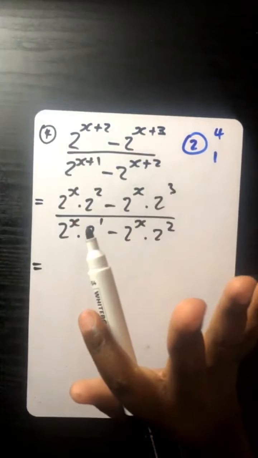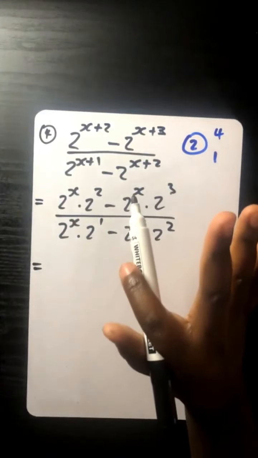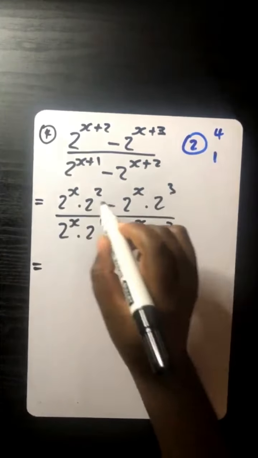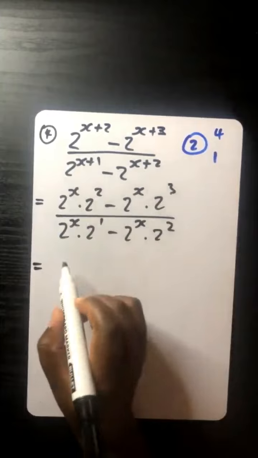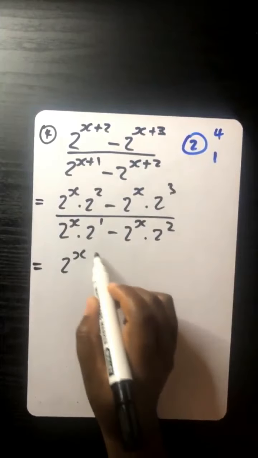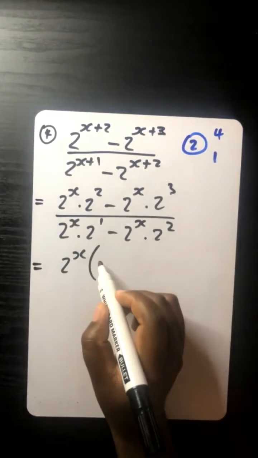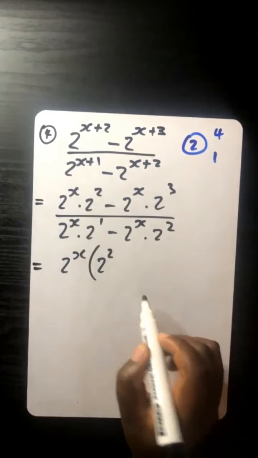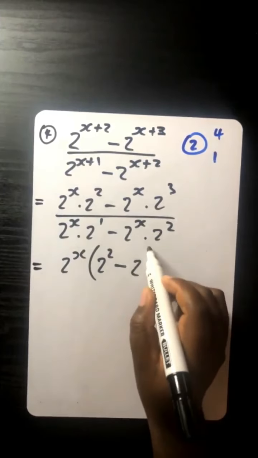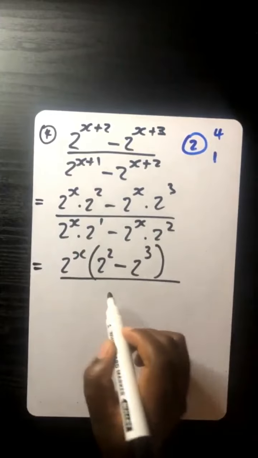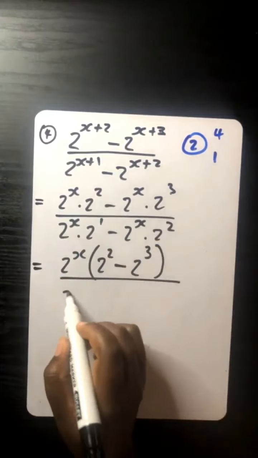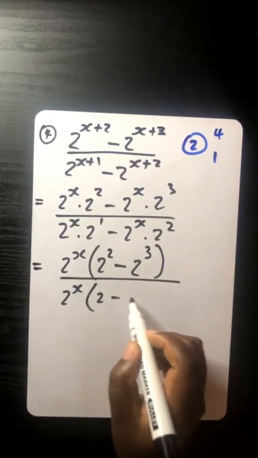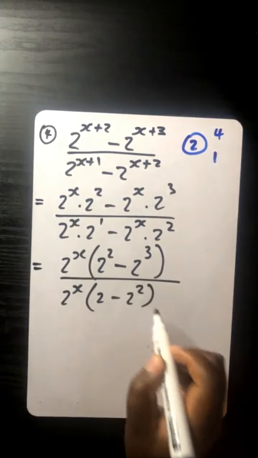Then step number 3, let's say we take out common factor. So common factor at the top, we have 2 to the exponent x. Then you say into, okay, let's just write it as it is to say 2 squared. Then you have minus 2 to the exponent 3 divided by common factor at the bottom is 2 to the exponent x into 2 invisible 1 minus 2 squared over there.